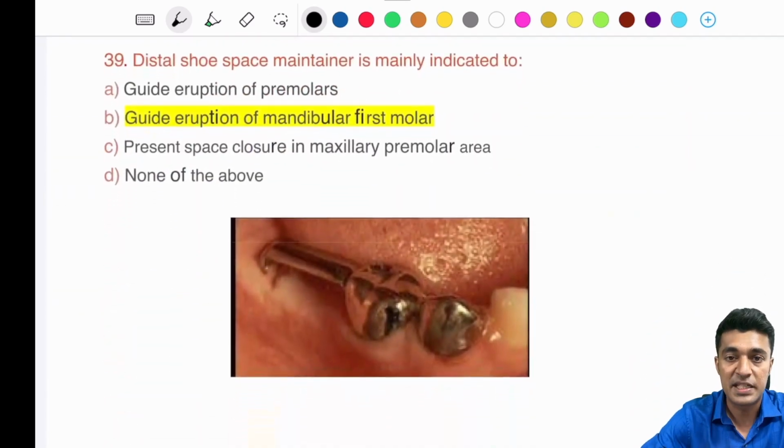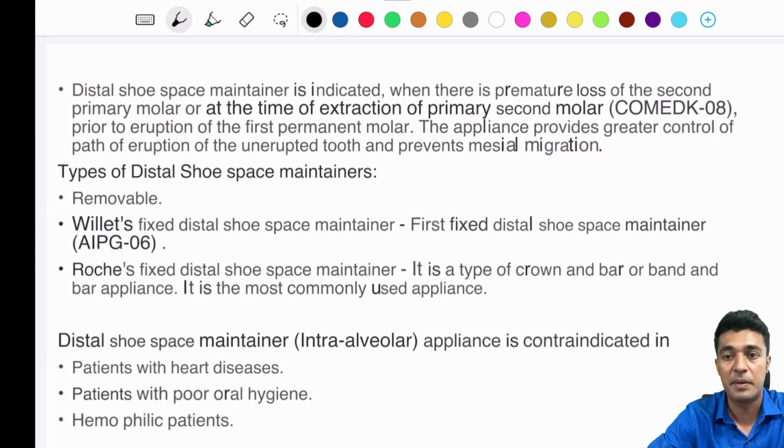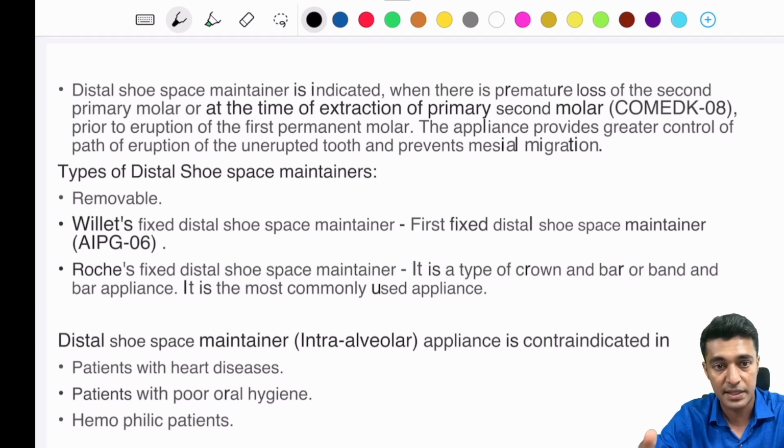The distal shoe space maintainer is mainly indicated to guide the eruption of the mandibular first molar. It is indicated when there is a premature loss of the second primary molar or at the time of extraction of the primary second molar. There are two types of distal shoe space maintainer, that is the removable type and the fixed type. Under fixed type come Willet's fixed distal shoe space maintainer and Roche's fixed distal shoe space maintainer.